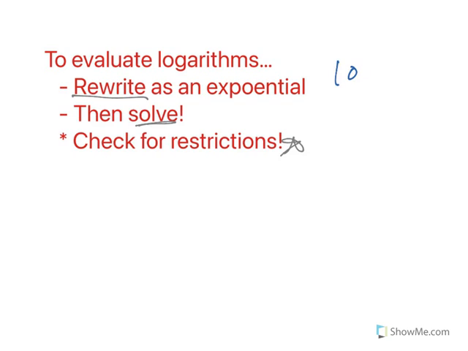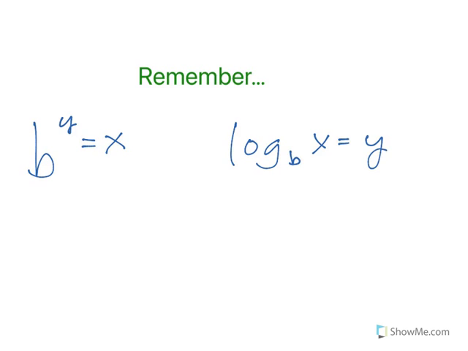So just remember, when we have the log of an argument with a base, both A must be positive and B must be positive. They both must be greater than 0. Okay, so remember the basic idea of logarithms. If b to the y equals x, then log of x base b equals y. So the base of the exponent is the same as the base of the logarithm.